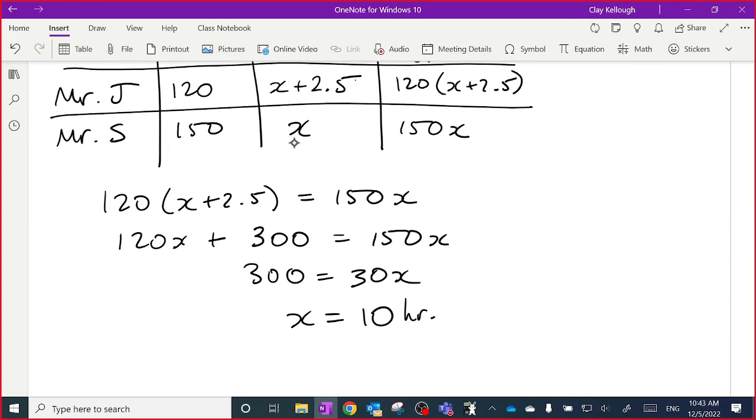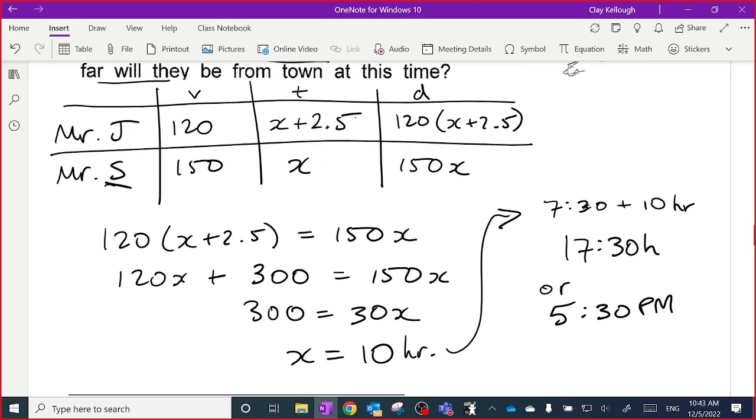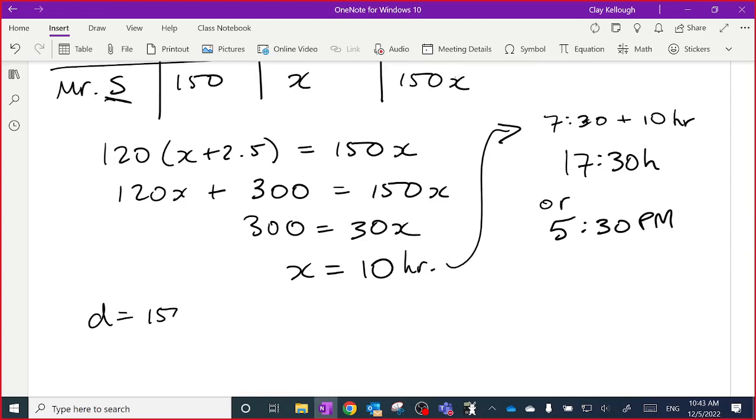That 10 hours would be 10 plus when Mr. S started. So Mr. S started at 7:30, so this would be 7:30 plus 10 hours, right? So that would be, you could say 1730 hours if you want to be military time, but you could also call that 5:30 p.m. Now the other part of the answer is, of course, the D. So take the 10, put it into the easier of the two, which would be, I guess, this one. So D would be 150 times 10, which is 1,500.